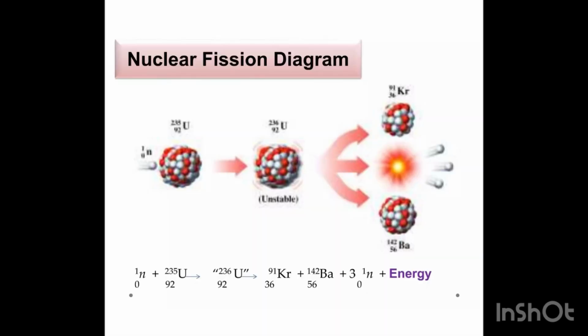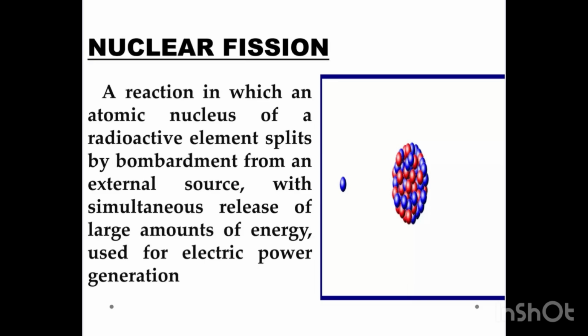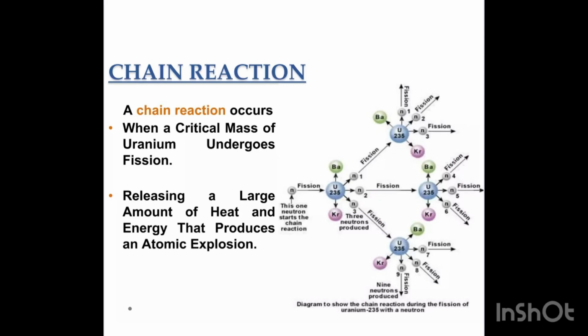This diagram is the nuclear fission diagram. Nuclear fission. A reaction in which an atomic nucleus of a radioactive element splits by bombardment from an external source with a simultaneous release of large amounts of energy, used for electric power generation. Chain reaction. A chain reaction occurs when a critical mass of uranium undergoes fission, releasing a large amount of heat and energy that produces an atomic explosion.